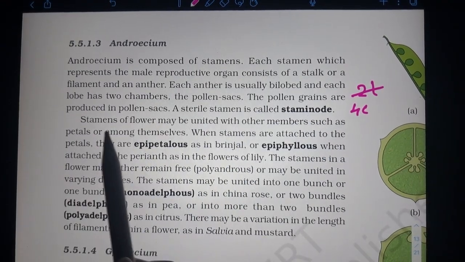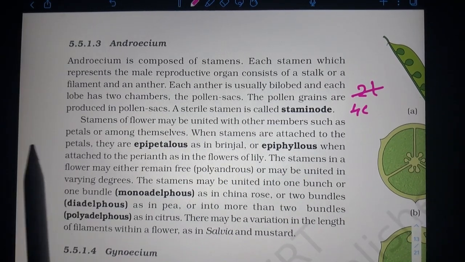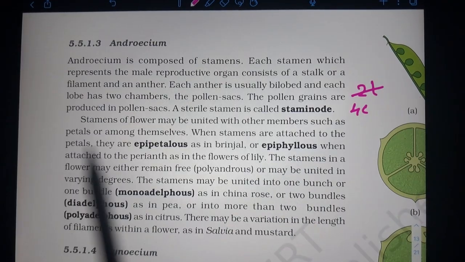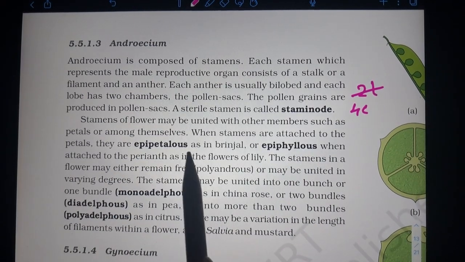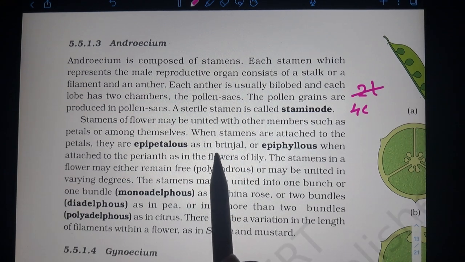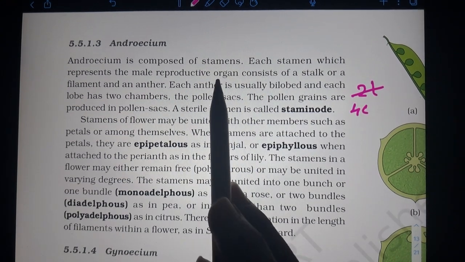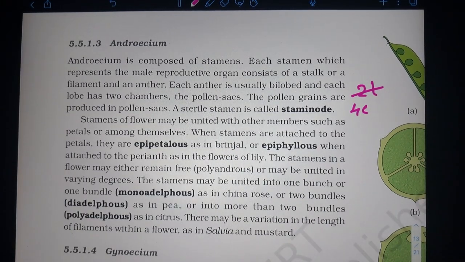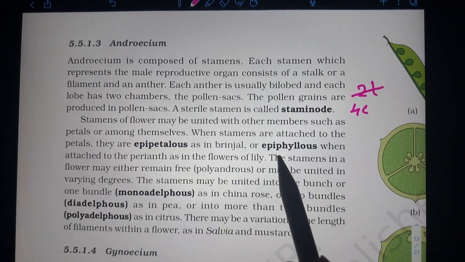Stamens of a flower may be united with other members such as petals, or among themselves. When stamens are attached to the petals, the condition is known as epipetalous. You can see that in brinjal flower. In brinjal flower, the stamens, the male reproductive organ of the flower, are attached to the petals. Then we call it epipetalous or epiphyllous.